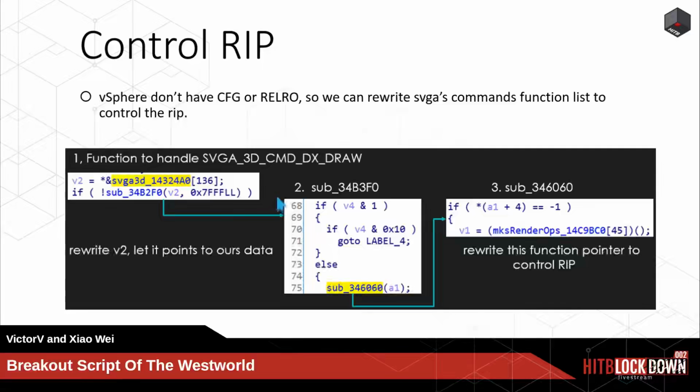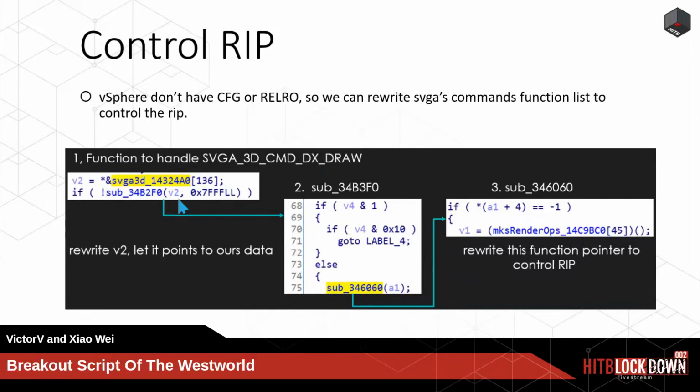ESXi doesn't have CFG or retpoline, so we can control its function pointer directly. We just need to find a dynamic call with controlled arguments. Here is a sample of controlling IP I used before. In the SVGA draw command handler, it will set v2 from a global pointer. Because we can read and write everywhere, we can control its value.